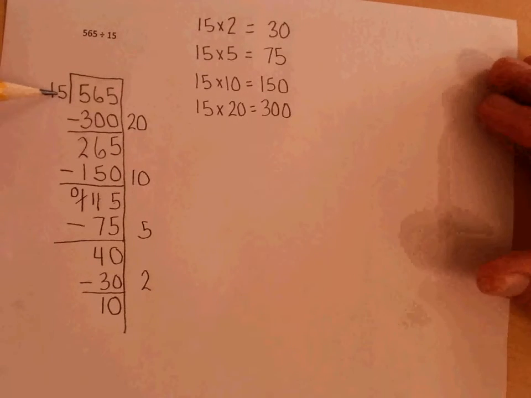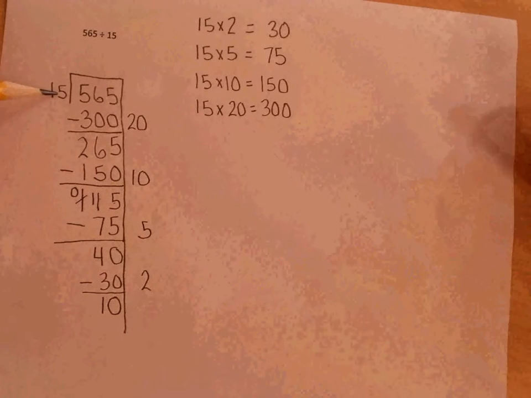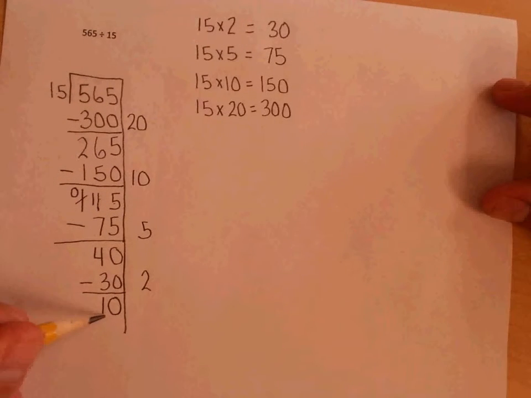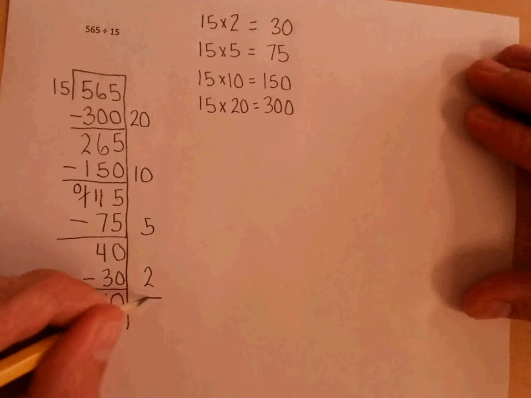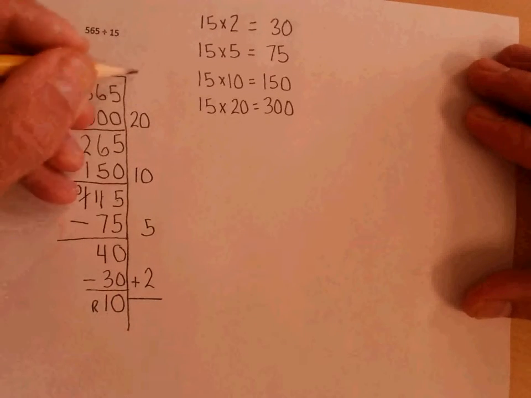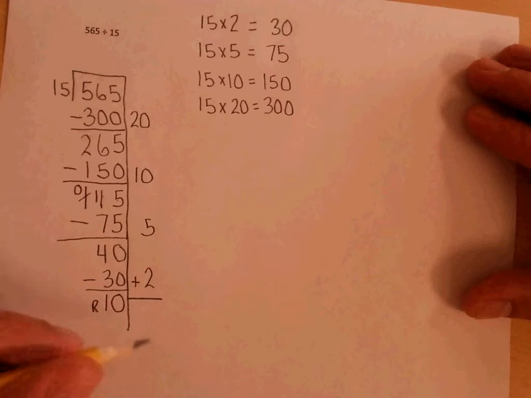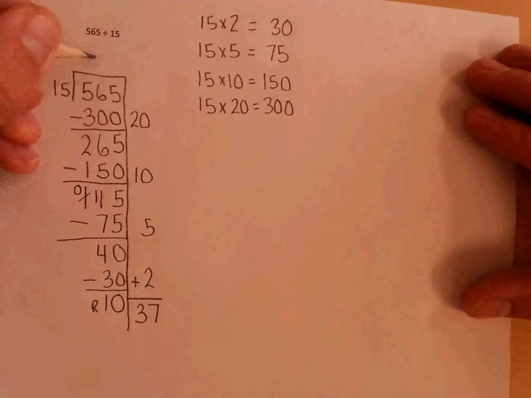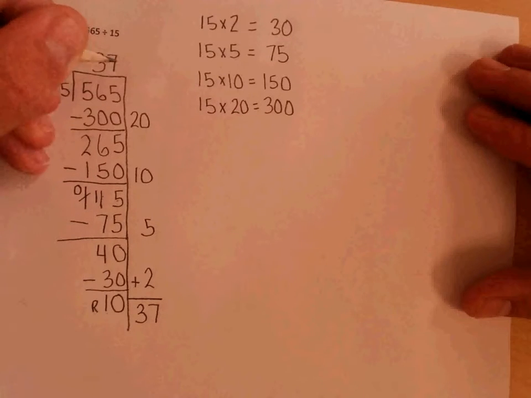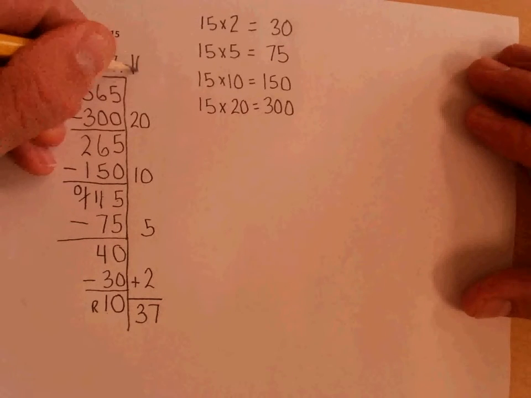I'm going to look here at the divisor and realize that 15 is bigger than 10, so I am done. I know that this is going to be my remainder. Then I need to add up 20 plus 10 plus 5 plus 2, and that equals 37. So I know that this equals 37, remainder 10.